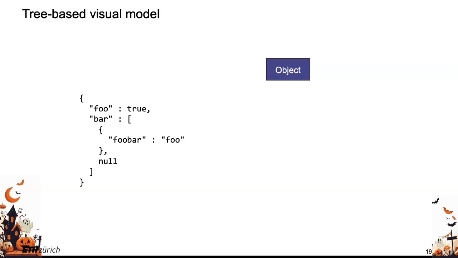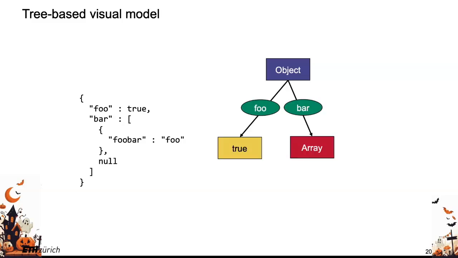How many keys does that object have? You can directly say it. 2, yes. 2 keys, foo and bar. Foo is associated with the value true. That's an atomic value. And bar is associated with an array. You recognize the square brackets, right? And in that array, how many elements do we have? 2, yes, indeed. The first element is an object, and the second element is a null, right?